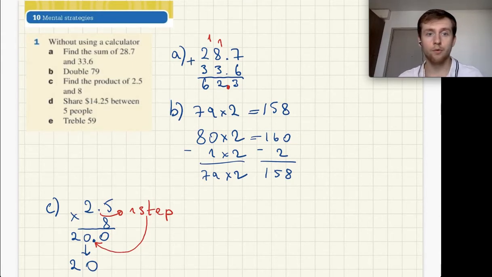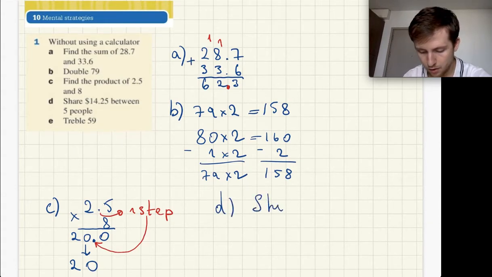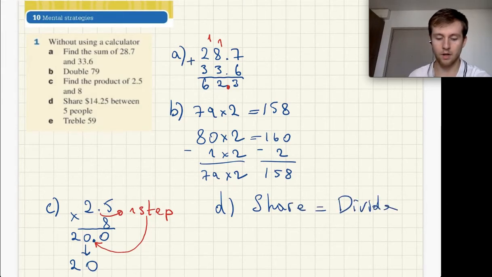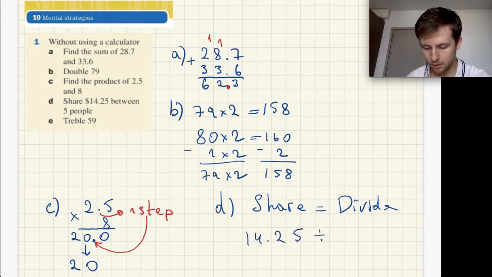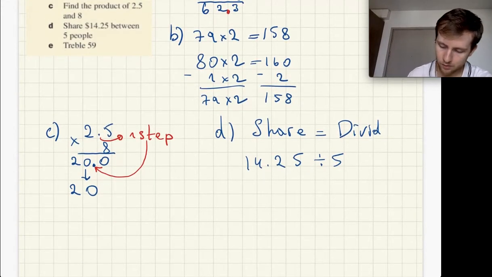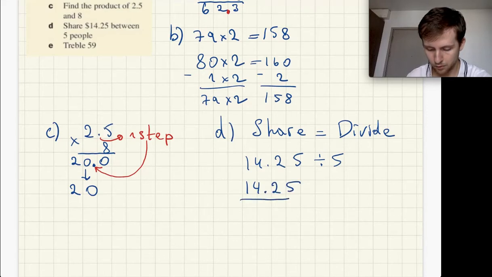Next we have share 14.25 between 5 people. Share is the same thing as division. So that means basically divide. Share equals divide. Right? So we can just divide 14.25 divided by 5 people like this. What we can do is we can write it as a fraction, 14.25 over 5, like this.